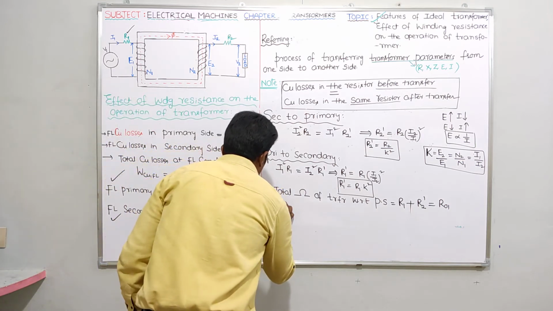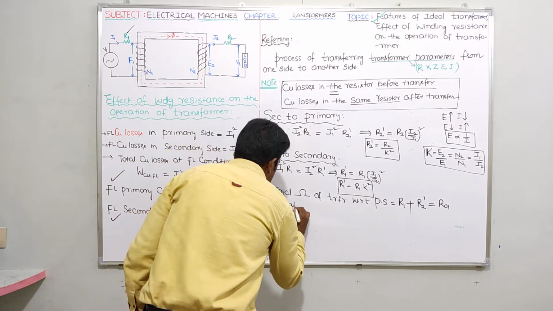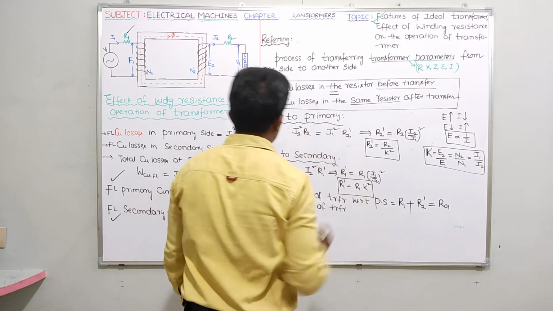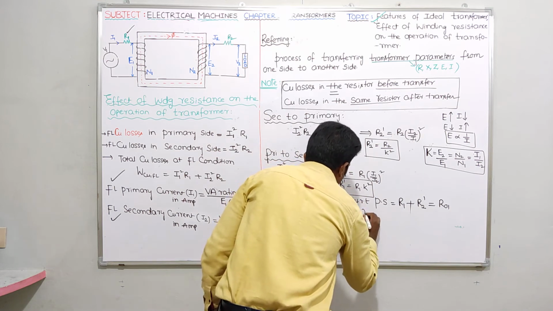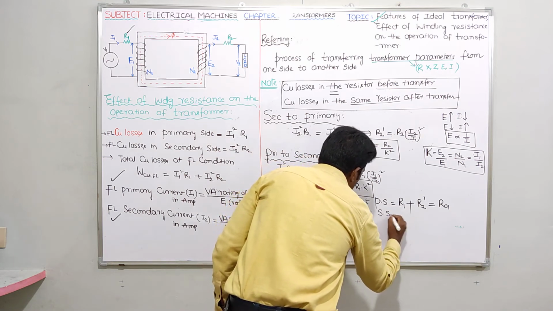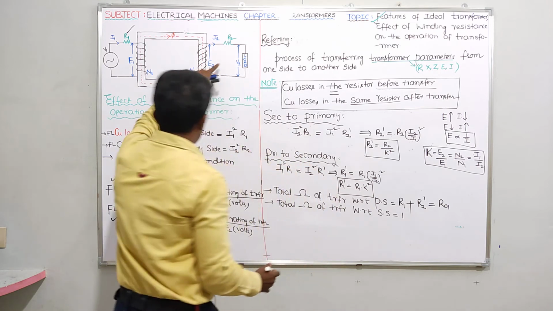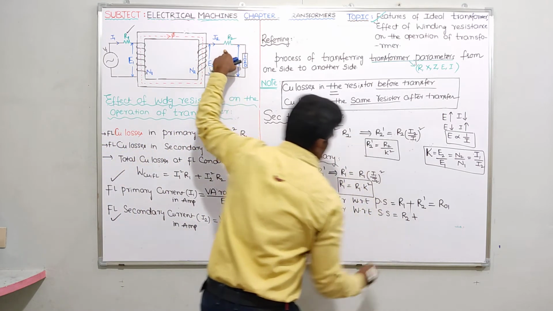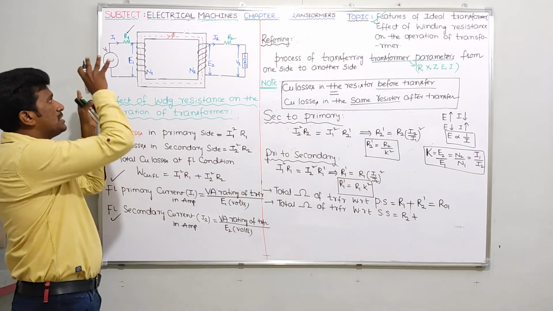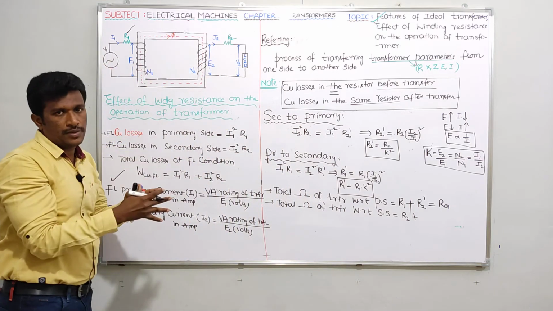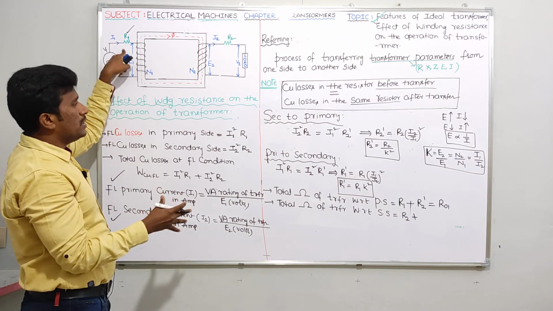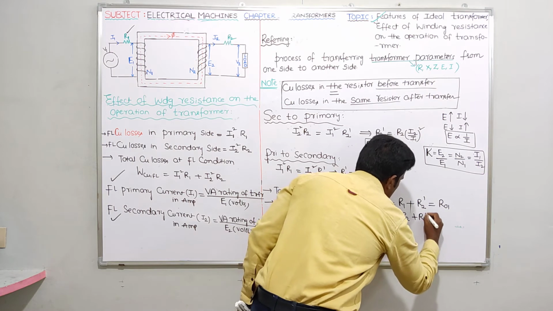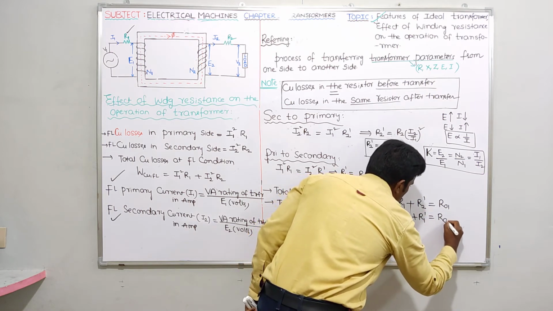Similarly, I am asking the total resistance of transformer with respect to secondary side. In the secondary side, R2 is already there, that is okay. With respect to secondary side means I am referring the primary side resistance value towards the secondary. In the primary side the resistance value is R1; when it comes to the secondary it becomes R1 dash. R2 plus R1 dash becomes R02.